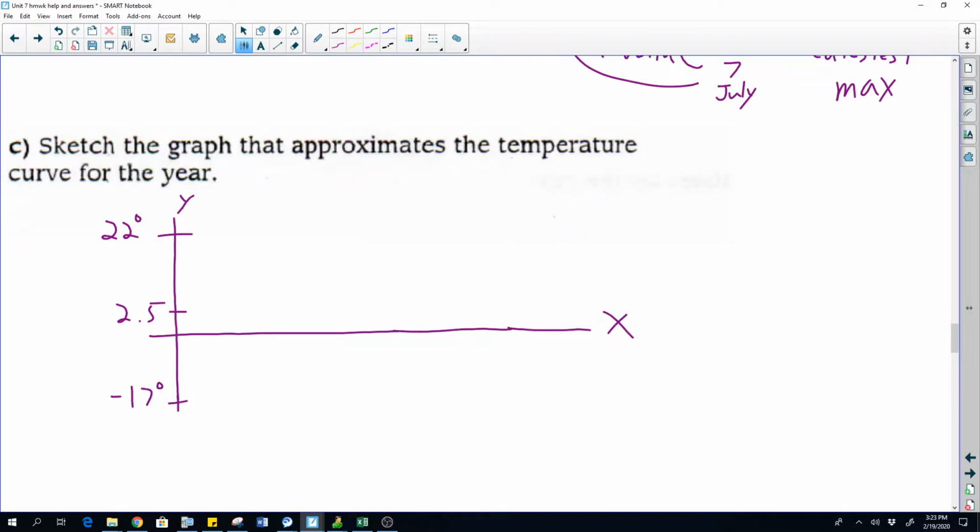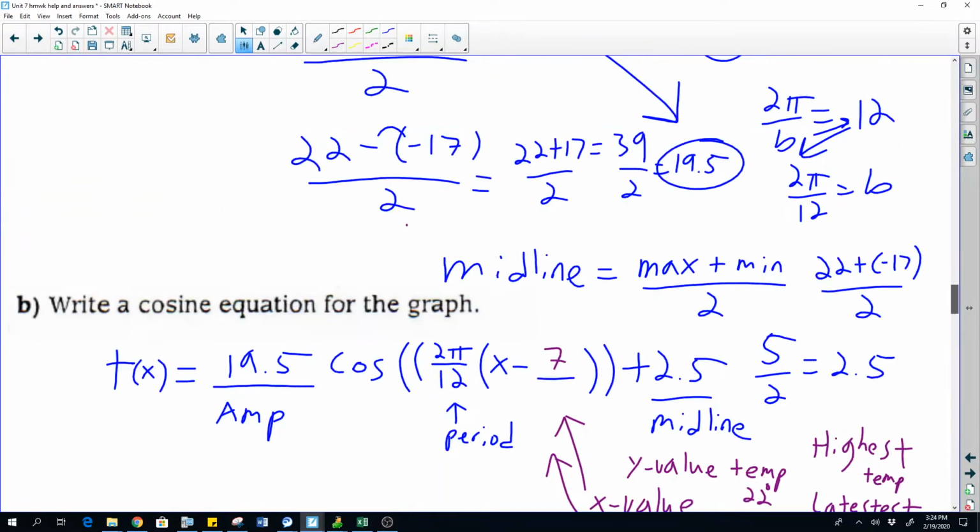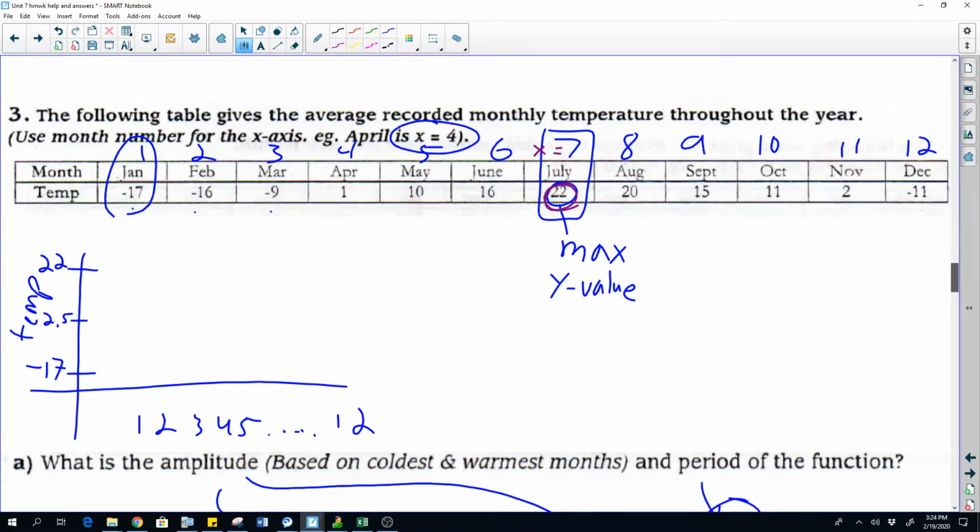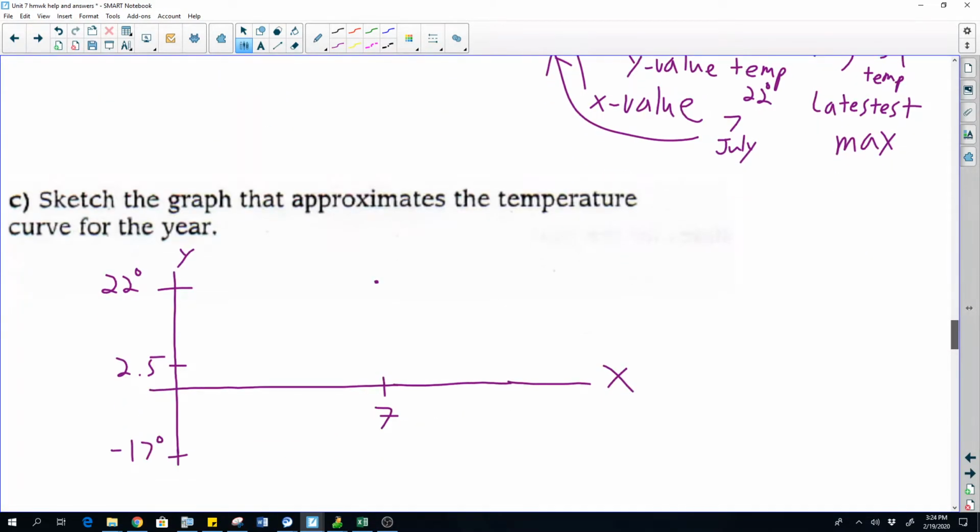And so we're starting with our maximum, which is July at 22 degrees, way up here, right? Awesome. And so we're doing that to make sure our January negative 17 temperature is way down here. Yeah, so we want to make sure that our graph matches up. So at January, at 1 there, we're going to be at negative 17 degrees. And then it's going to get warmer as we get closer to summer, and then back down again. Awesome. Cool. So there's our graph.